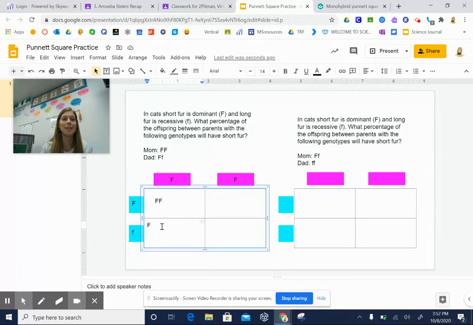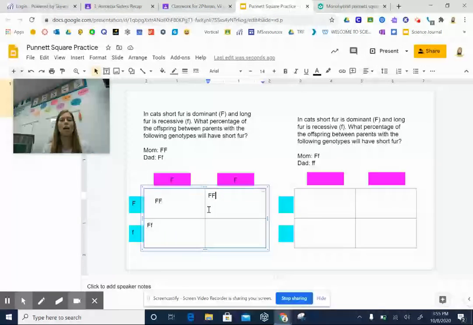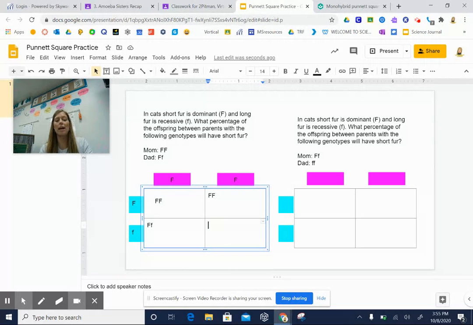All right, so continuing on, we're going to bring the lowercase f for long fur over here to this baby. So now on this side, mom has that dominant F short fur gene. So I'm going to bring it down and put it in as F. And then dad has the dominant short fur gene. So that is F, the capital F, excuse me. And so then bring down mom's capital F for short fur. Bring over dad's lowercase f for long fur. And I have these babies filled out.